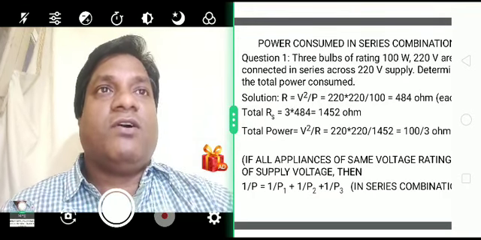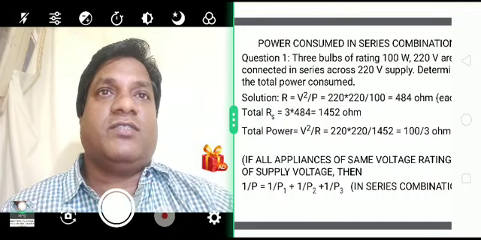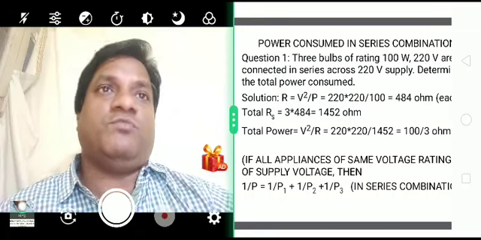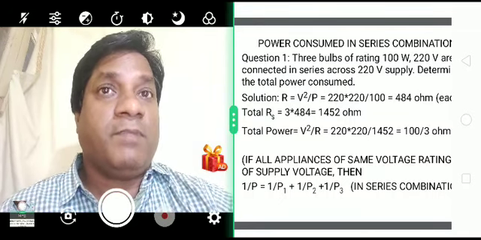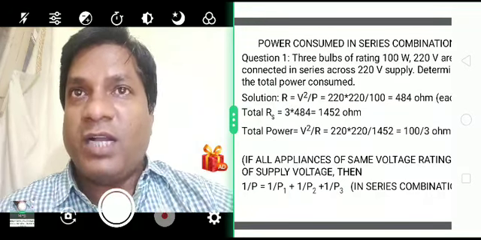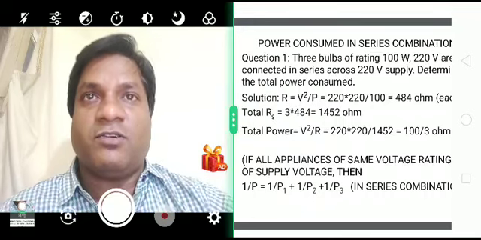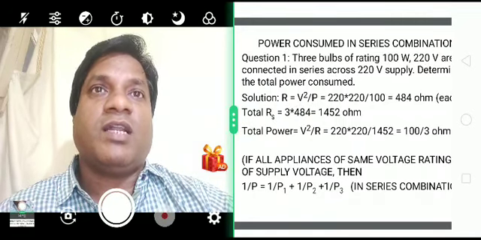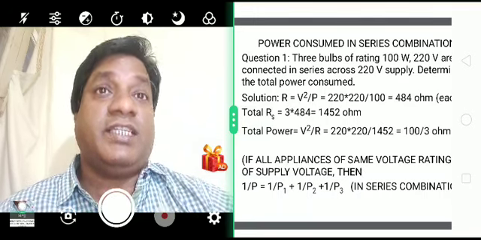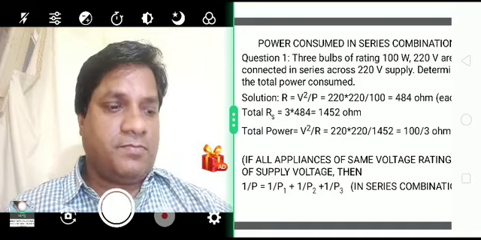Now, if all appliances have the same voltage rating as the supplied voltage, then we can calculate the total power consumed by all the appliances in series combination as per the formula: 1 upon total power is equal to, that means the reciprocal of total power consumed is equal to the sum of reciprocals of the individual power ratings of the appliances in series combination.